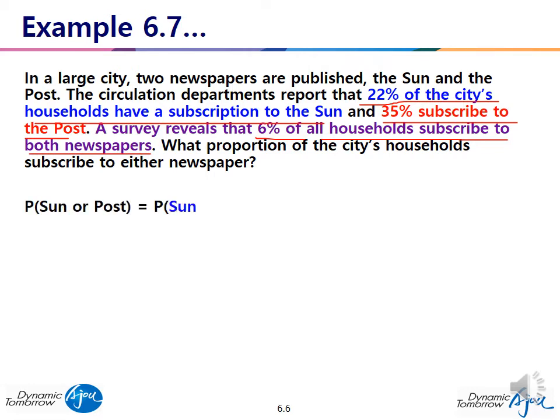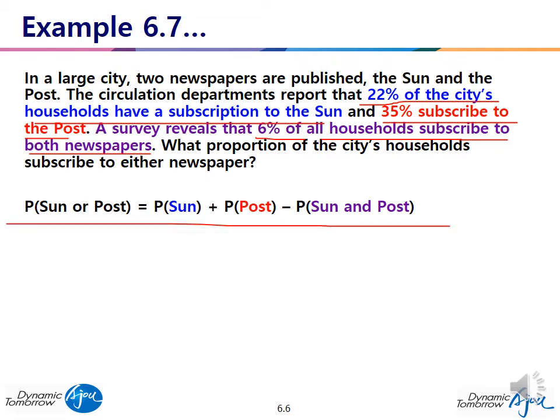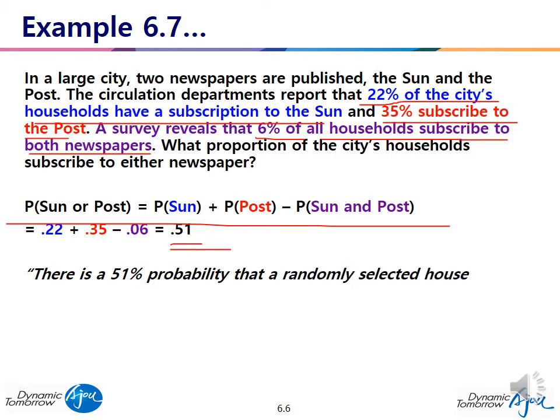Using this information, probability of Sun union Post is equal to probability of Sun plus probability of Post minus probability of Sun and Post. And this is the addition rule. Then it's 0.22 plus 0.35 minus 0.06, which is equal to 0.51. So there is a 51% probability that a randomly selected household subscribes to one or the other or both papers.